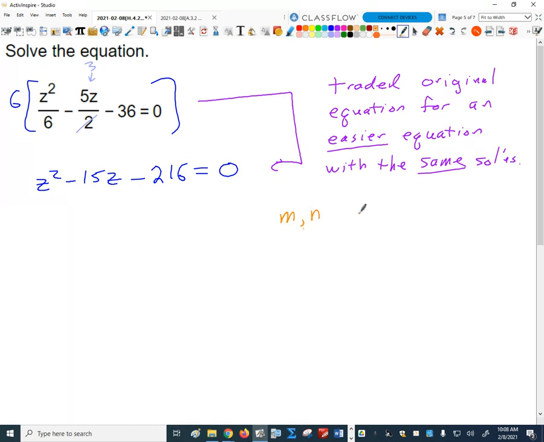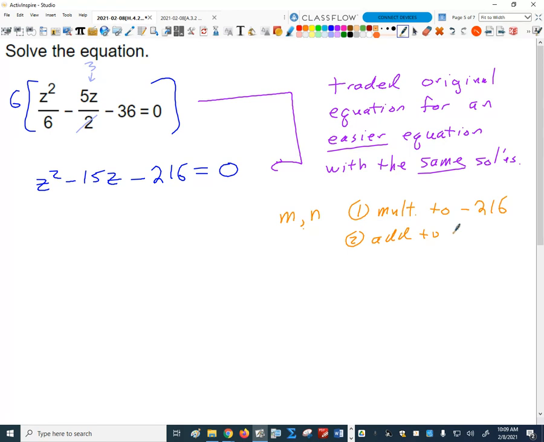M and N have to do two things. They have to multiply to what? What do they have to multiply to? Don't they have to multiply to A times C? Right, which in this case is just negative 216. Everybody agree? Okay. So they have to multiply to negative 216 and then have to add to what?